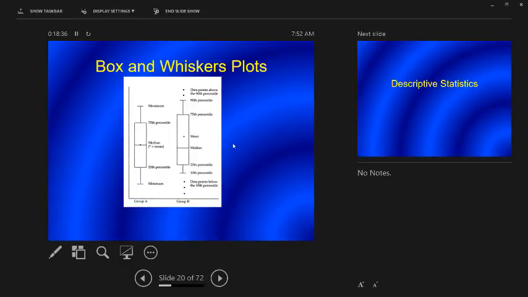So this box plot also shows outliers. And in this case, when you have outliers, the end of the upper whisker is the 90th percentile, and the end of the lower whisker is the 10th percentile, etc. So a lot of information that you can get from the box and whisker plot.